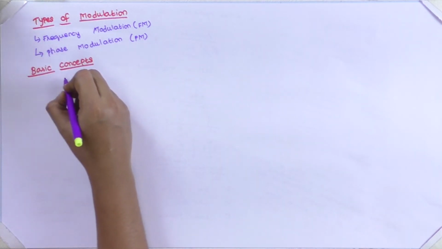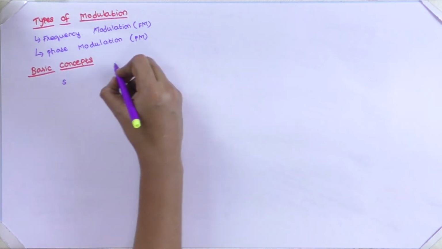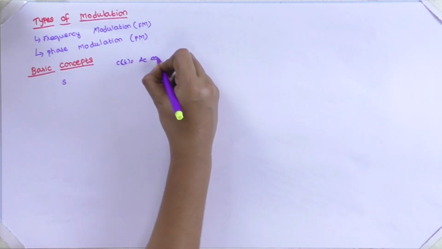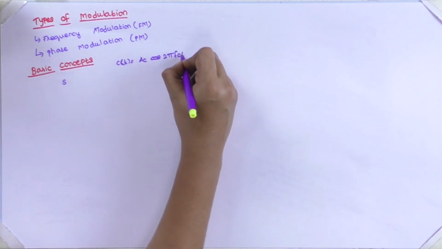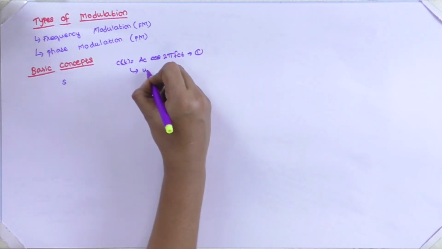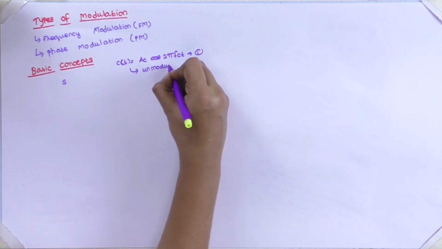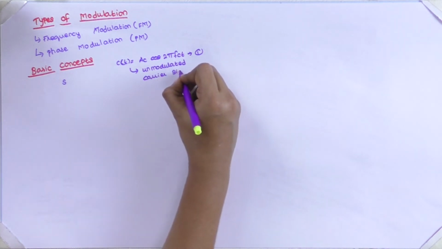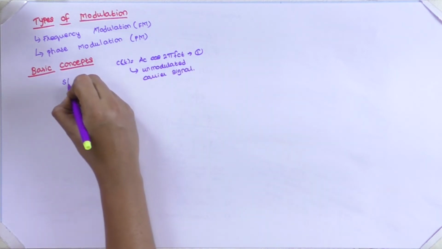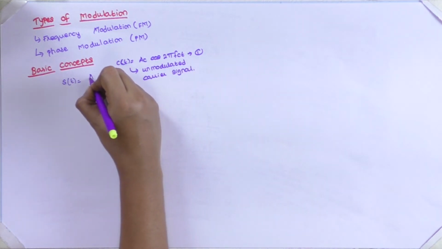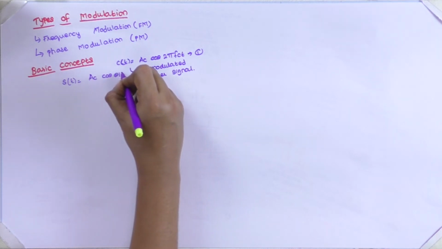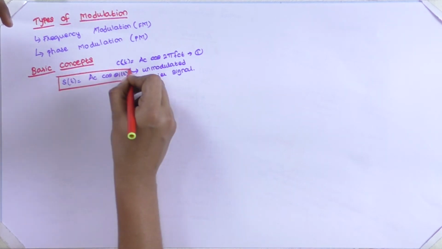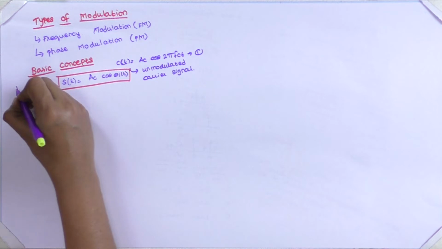First, we know the unmodulated carrier signal is given by c of t is equal to Ac cos 2 pi fc t. This is our unmodulated carrier signal. Our modulated signal s of t is given by Ac cos theta i of t. So, this is our modulated waveform. s of t stands for modulated signal.